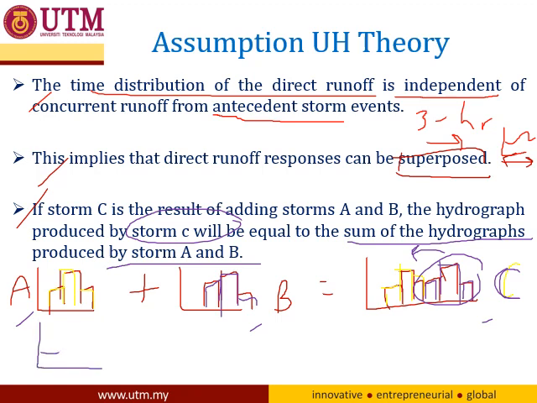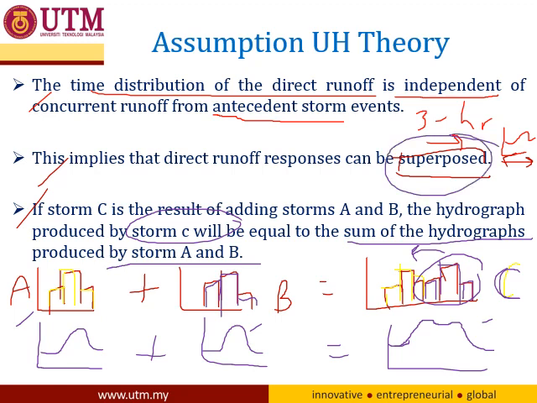Let's say storm A has this kind of hydrograph and storm B this kind of hydrograph. So the hydrograph of storm C would be the combination of the hydrographs produced by storm A and storm B. It might be like this, maybe. There's some method on how to combine it, but the point here is that it can be superposed. This is the keyword. It can be superposed using other storms. But most importantly, you need to know the duration.